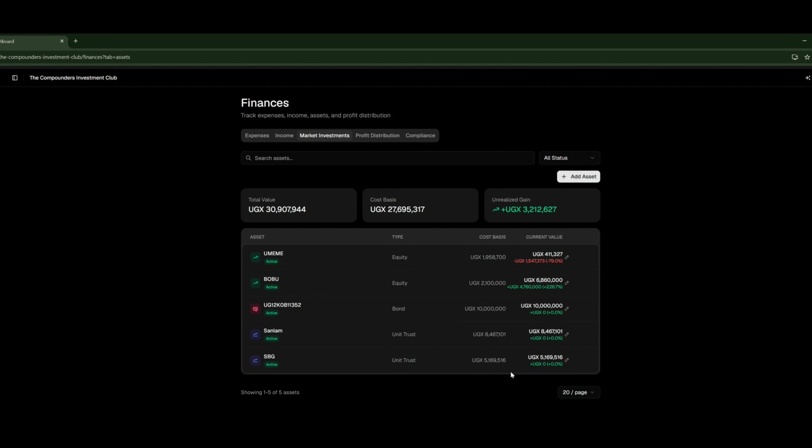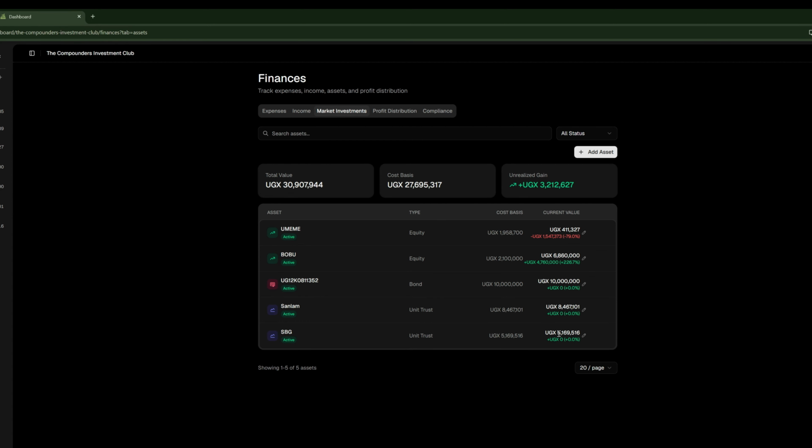So that leaves the net investment of the club in SBG as 5,169,516 shillings. Both unit trusts show that we have 0 as gain or loss, which is right. There is no unrealized gain or loss because the cost basis and current value always move together. The balance goes up when money goes in and down when money comes out.